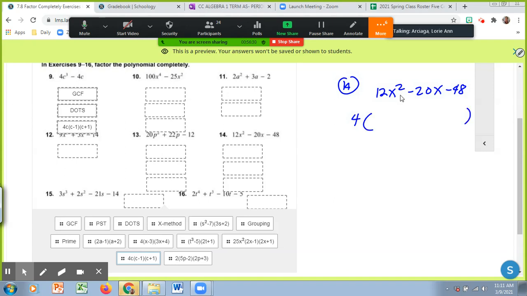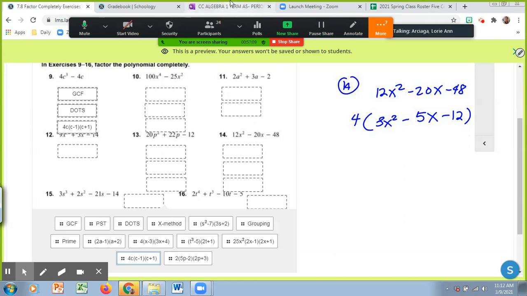What do you get? 4 times what is 12? That's 3. Oh my god, my pen is acting up again. Okay, so 3x squared. 4 times what is 20? So that's minus 5x. 4 times what is negative 48? That's 12. Okay, how do you know you're right? Well, 3, 5, 12. So this is 5 times 1, 3 times 1, 4 times 3. So they have nothing left. So that's what I said. Whatever first number comes to your mind, try it. If you end up with numbers that still have a common factor, then do it again, right?